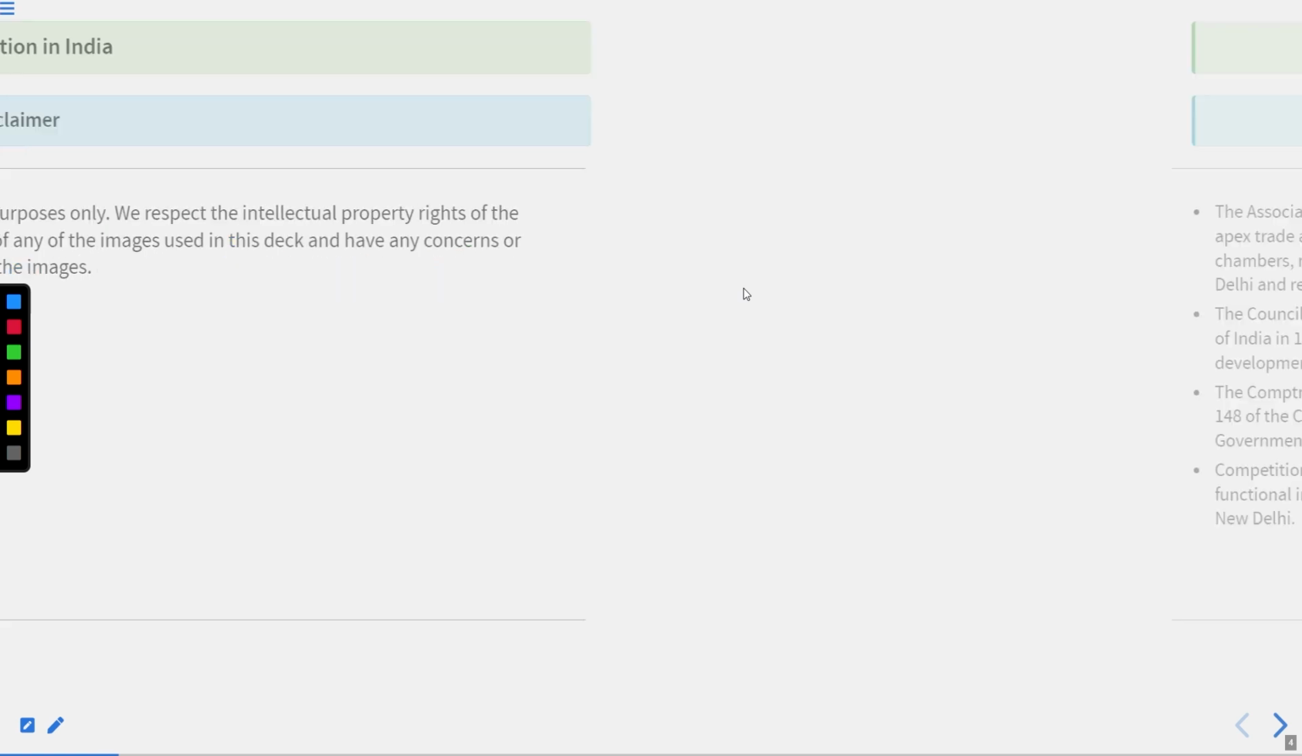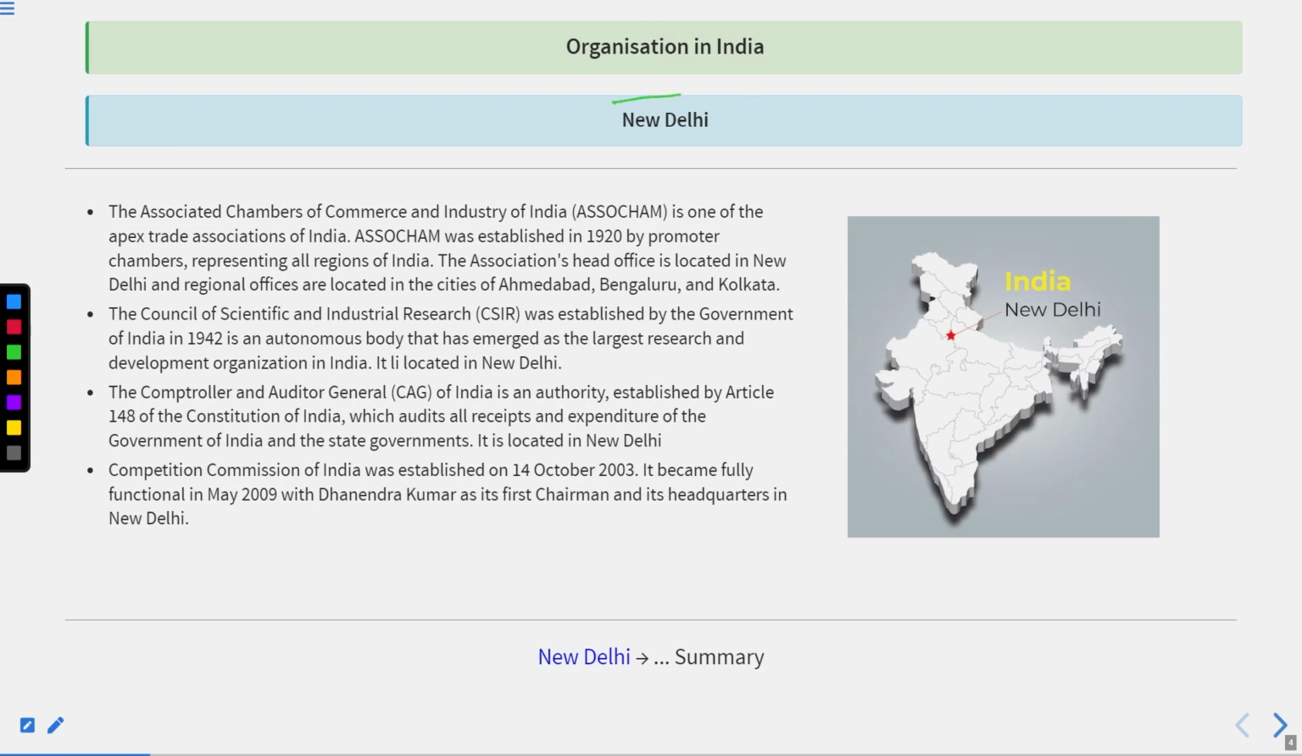After understanding the disclaimer, now let's begin with the topic. First comes New Delhi. Here is one thing I would like to tell you: New Delhi is different from Delhi.